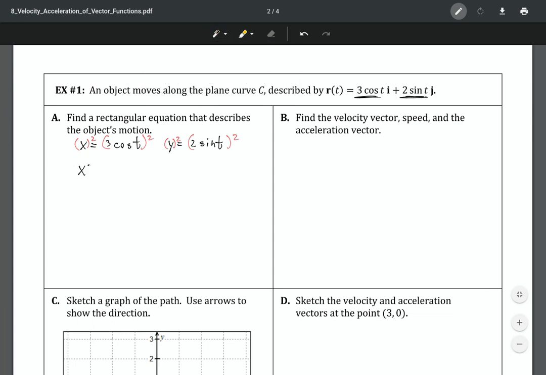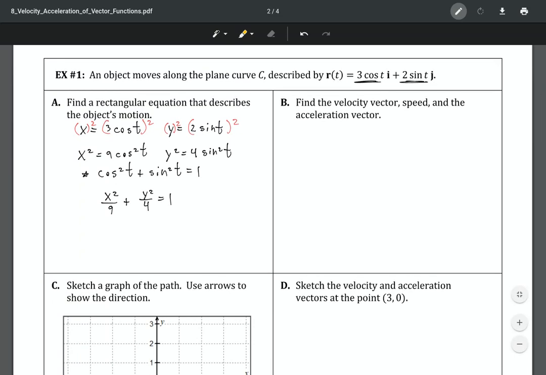That's going to leave us with x squared is equal to 9 cosine squared t, and y squared is equal to 4 sine squared t. Now, we know that cosine squared t plus sine squared t is equal to 1. So if I divide x squared by 9 and y squared by 4, then cosine squared is the same thing as x squared over 9, and sine squared is the same thing as y squared over 4, and this is equal to 1. So this is the rectangular form of it.